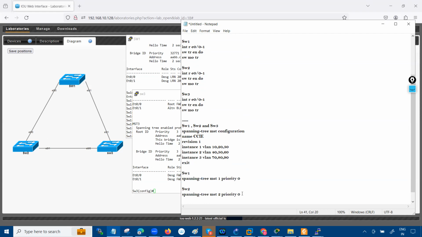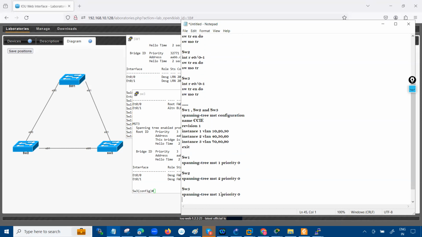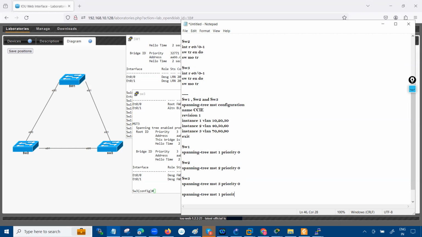Go to MST number 2. On switch 3, same thing, you can do that. MST number 3. You can also use this command instead of the priority. You can also use the root primary.